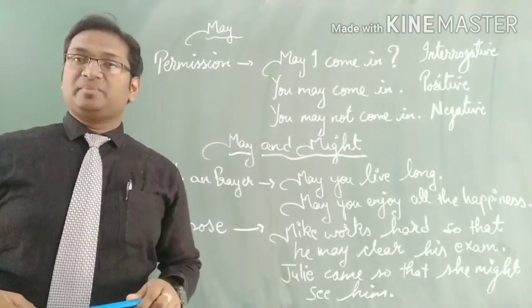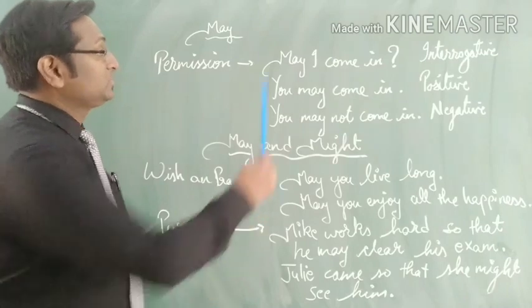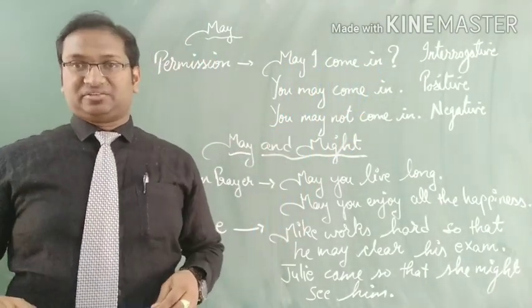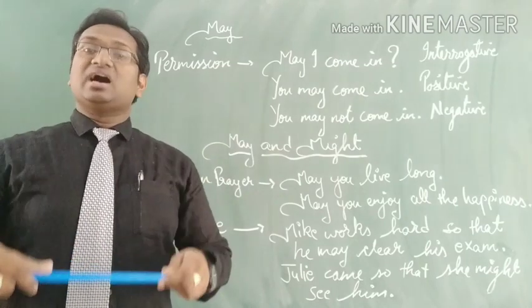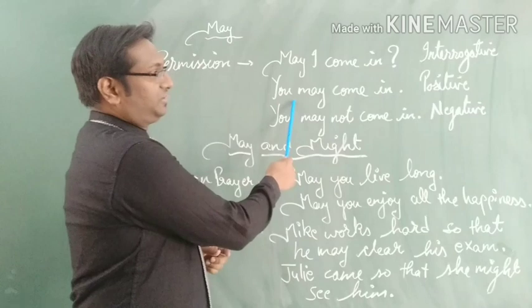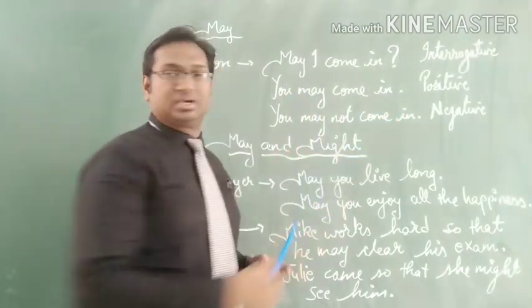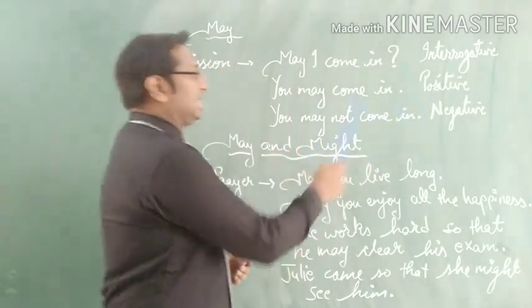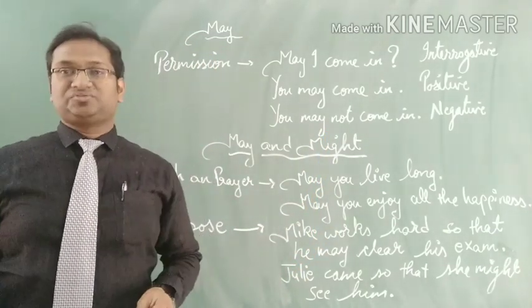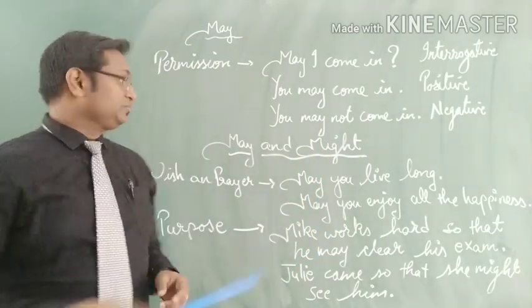Now next use of may is for permission. May I come in? Now this is your interrogative. We are asking permission. Then positive of interrogative, you may come in. And negative, you may not come in. So may can be used for permission also.